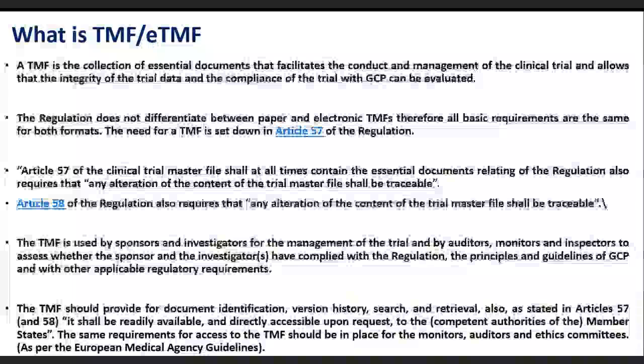Okay, anybody? Essential documents are those which are available at the site and at the sponsor. Good. Individually and collectively, they permit the evaluation of clinical trials. That is the definition of essential documents.